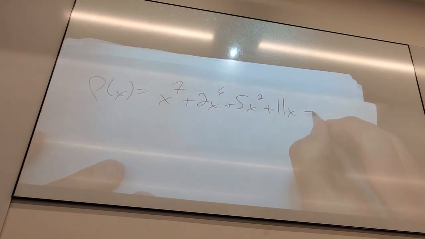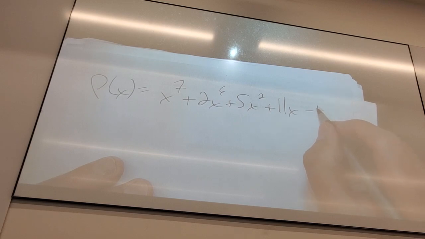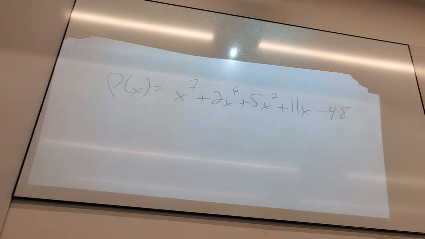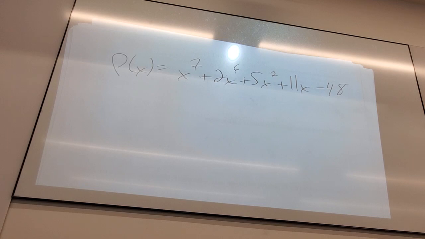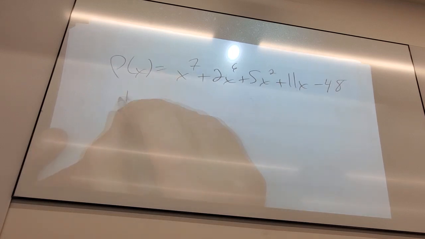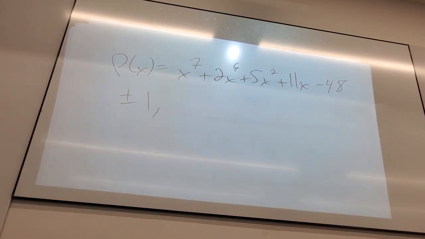Minus, what do you got, Jeff? 48. What's the square root of 48? Almost what? Square root of 49 is 7, so square root of 48 is almost 7, correct? So watch this. If I'm going to make this list, there's always a 1 that could be, because 1 goes into anything. What else goes into 48?